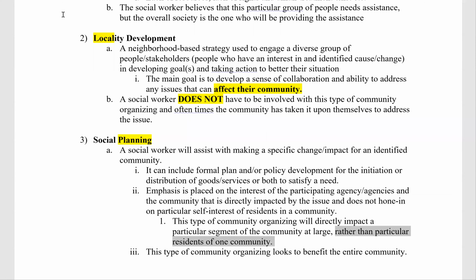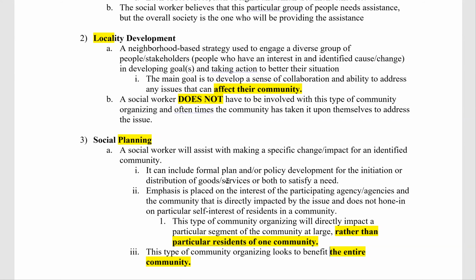And that's the huge difference: locality development was focused on just one local area. Social planning is where we are planning to change an entire segment of the country, not just one particular community. So this type of community organizing tries to benefit the entire community and/or world at this segment.